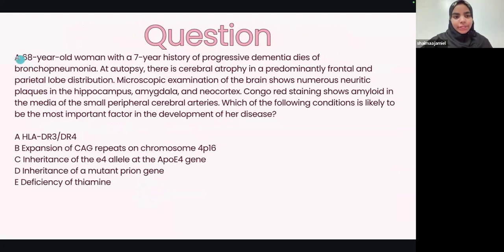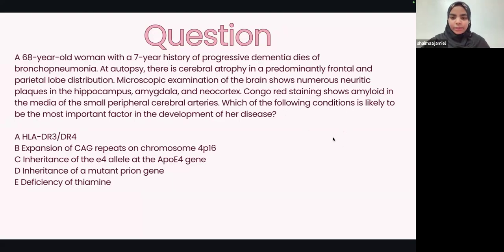Okay, next question. A 68-year-old woman with a 7-year history of progressive dementia dies of bronchopneumonia. At autopsy, there is cerebral atrophy in a predominantly frontal and parietal lobe distribution. Microscopic examination of the brain shows numerous neuritic plaques in the hippocampus, amygdala, and neocortex. Congo red staining shows amyloid in the media of the small peripheral cerebral arteries. Which of the following conditions is likely to be the most important factor in the development of her disease?